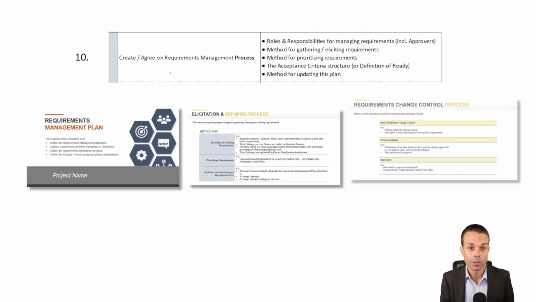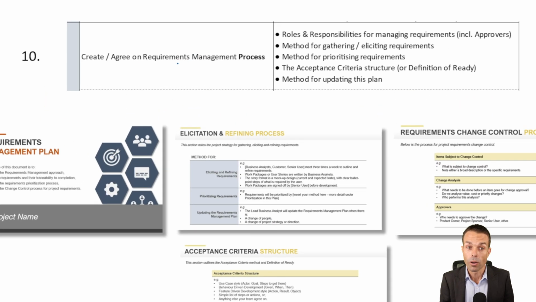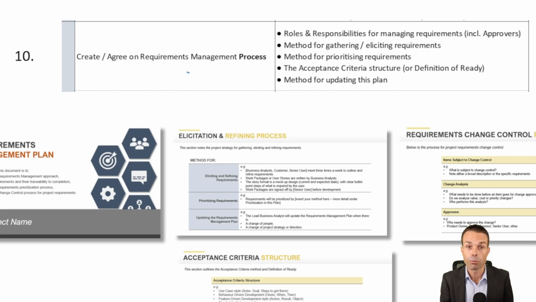So the first thing we're going to do is create and agree on the requirements management process. So what is the process we're going to go through to manage requirements? We might include roles and responsibilities. Who's responsible for these things? The method that we'll use, is it meetings? Are we all putting it in a requirements document? What does it look like? How are we prioritizing requirements? And the acceptance criteria structure.